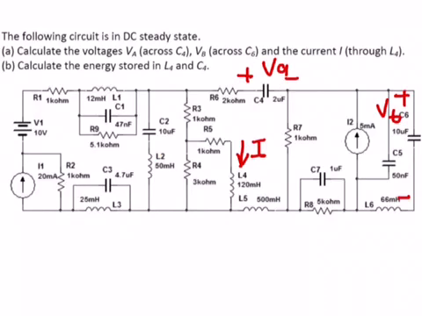Because the energy stored in the capacitor is 1/2 the value of the capacitor multiplied by the voltage across it squared, and the energy stored in the inductor is 1/2 the value of the inductance multiplied by the current through the inductor squared.